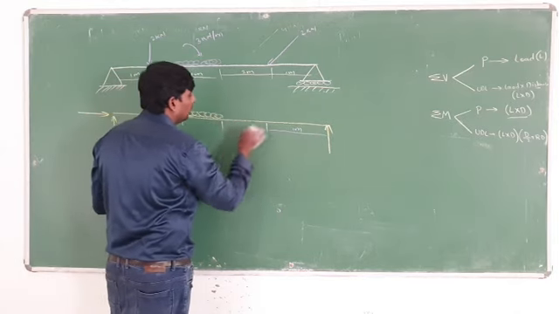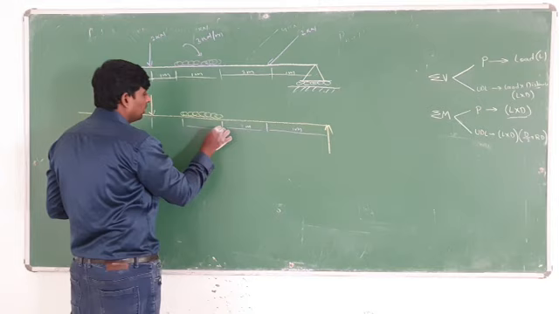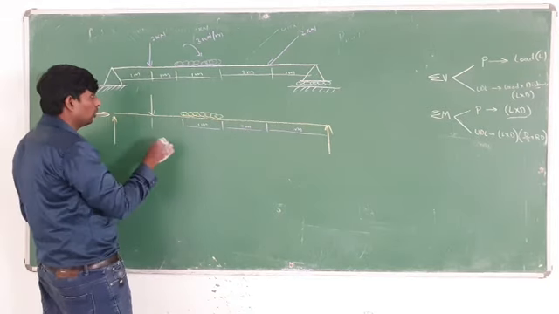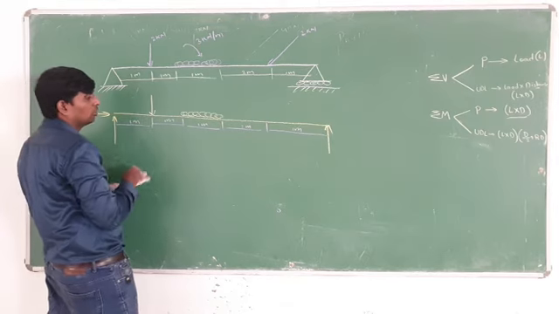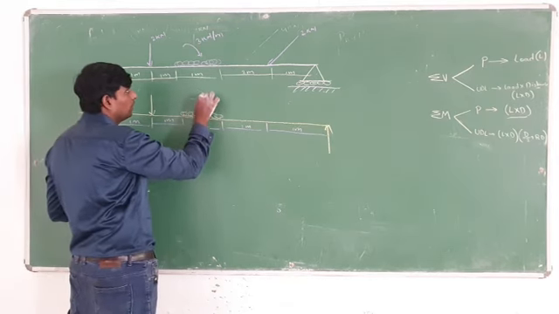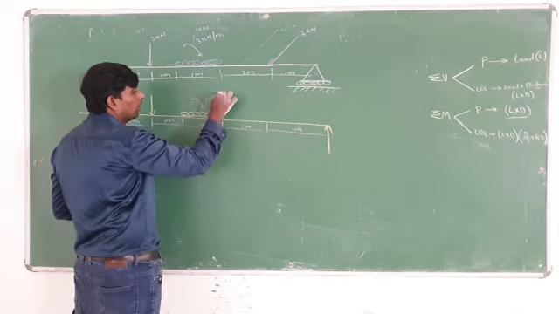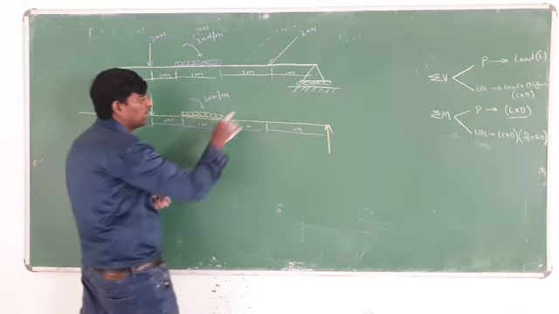This is how much? 1 meter. This is how much? 2 meter. This is not exact, like that only you have to write. No need to measure and write. This is how much? 1 meter. So the UDL load, how much is it given? 3 kilonewton per meter is given, and here the angle is not given.